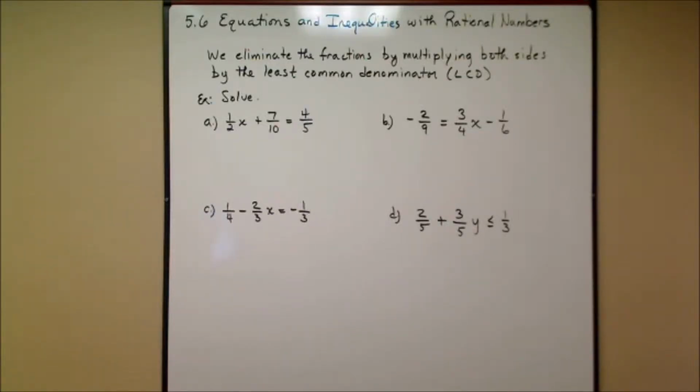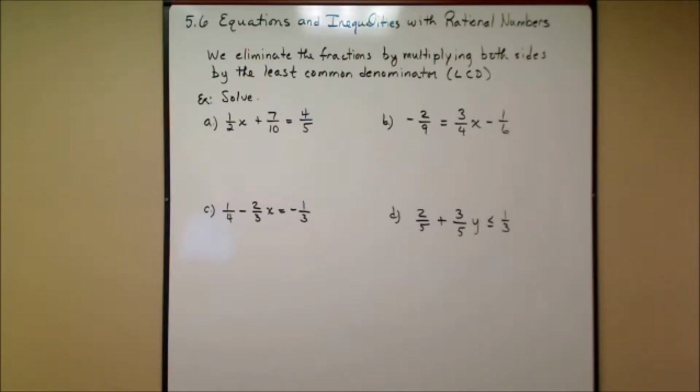Lesson 5.6, Equations and Inequalities with Rational Numbers. Now we finished up Lesson 5.5 solving some equations, some two-step equations that had fractions in them by dealing with the fractions, doing the arithmetic with the fractions and then multiplying at the end by the reciprocal.